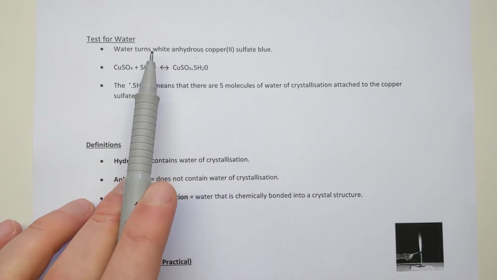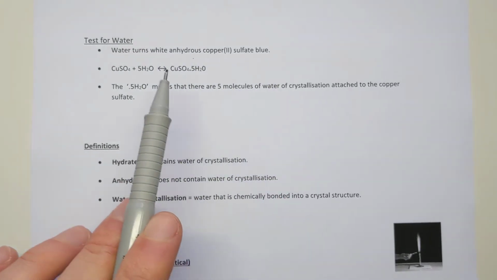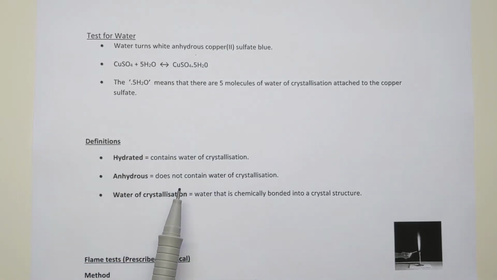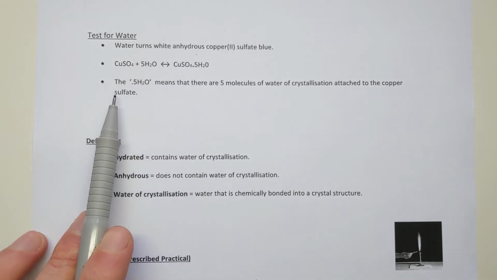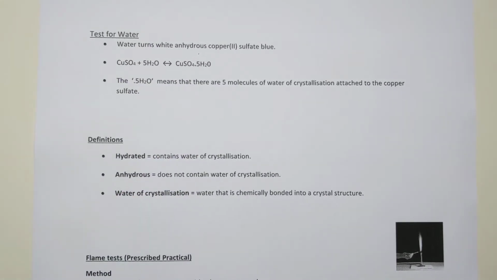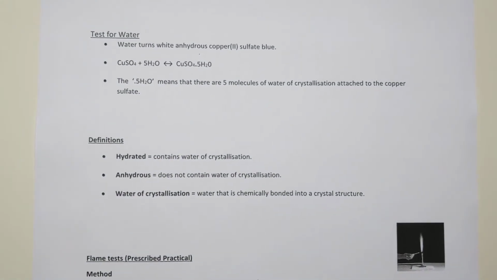The result you get, it turns from white to blue. It's turning blue because it's now hydrated. It contains water of crystallization, which is water that just attaches itself to a substance. And it's turning from anhydrous to hydrated. So that's a test for one specific substance.